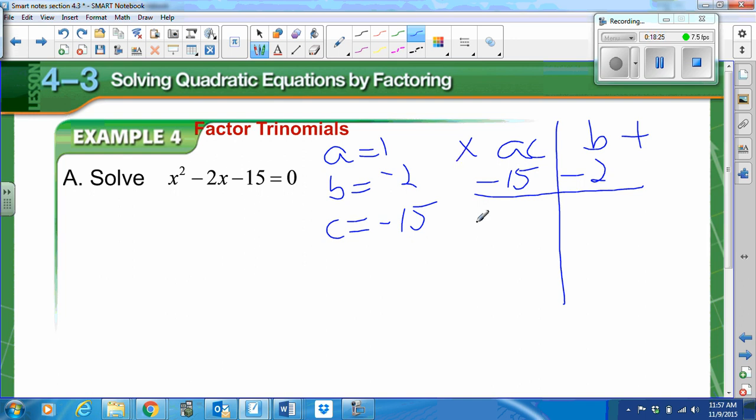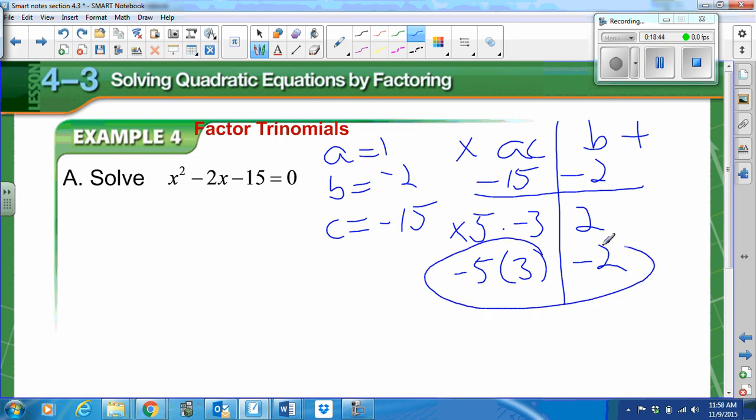Now we can start off by saying 5 times negative 3. That multiplies together to give us negative 15, but it adds together to get a positive 2. So I just switch the signs, and if we do negative 5 times 3, then that adds to negative 2. So that is the one we want. We're going to break down x squared minus 2x minus 15 equals 0.